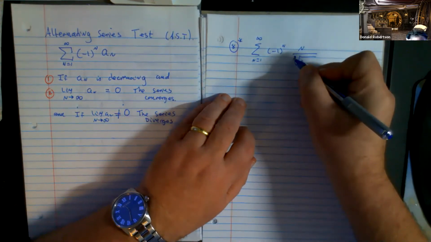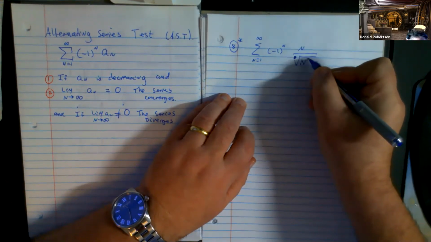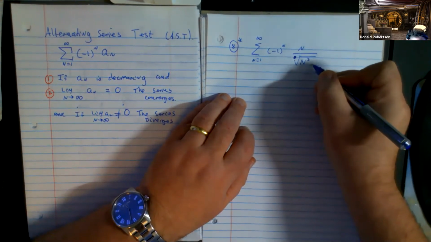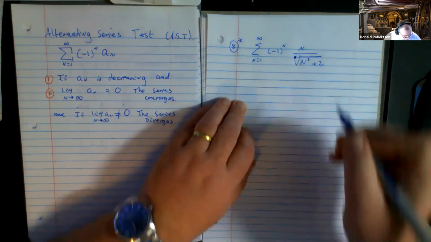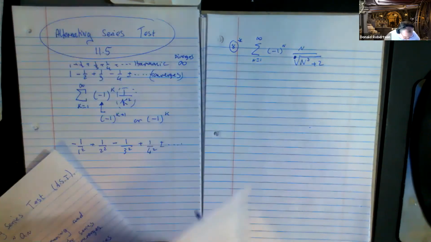Oh, sorry. Square root of n cubed. Square root of n cubed plus 2. Before I tackle that question, something I think I should have mentioned, I'm going to mention it now.